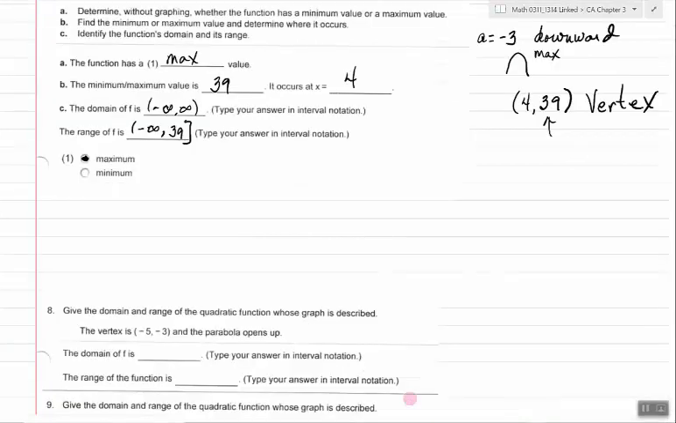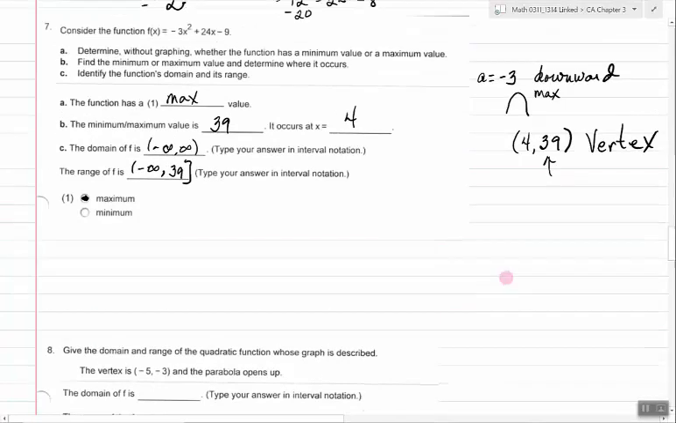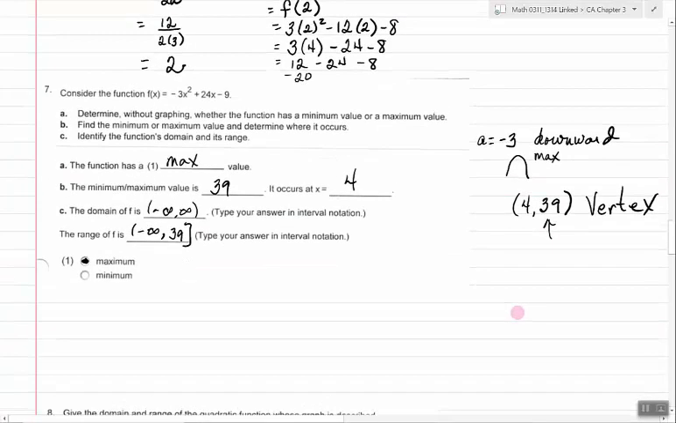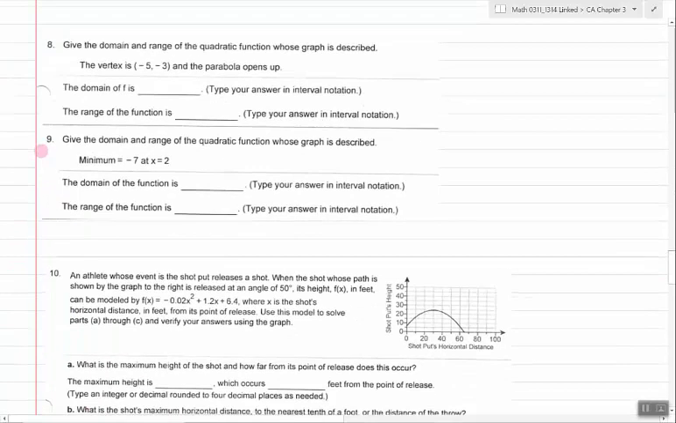All right, I'm not quite sure where this video cut out. We did number 7. I did it all with the grapher. I believe it was still running. So numbers 8 and 9, we're not going to have to do very much work here. We're only going to figure out the domain and the range from what's given. And this one says the vertex is -5, -3, and it opens upward.